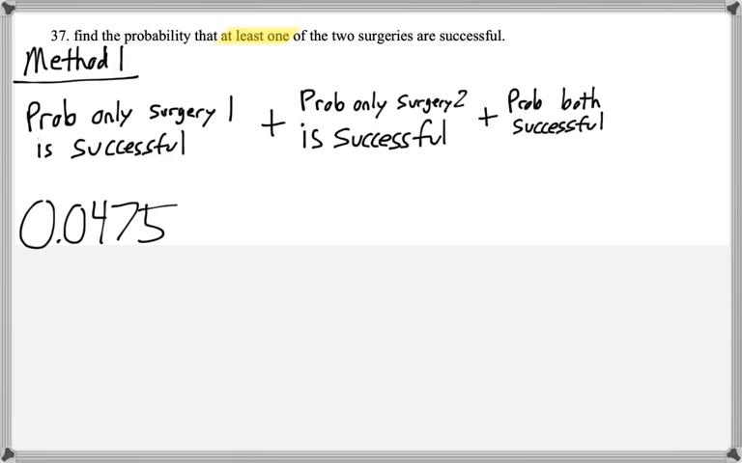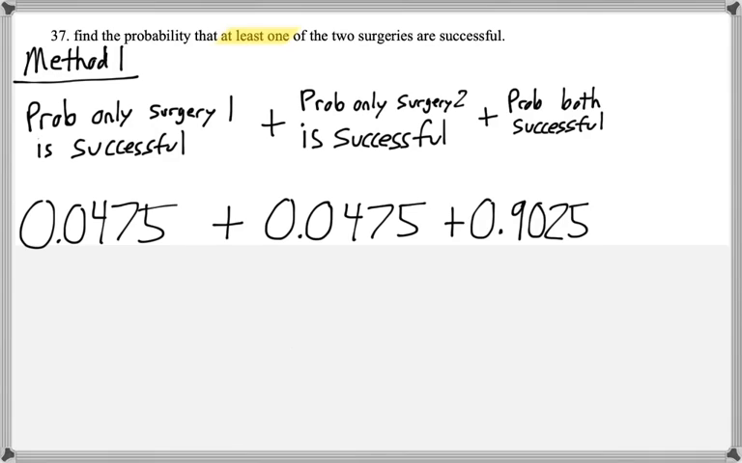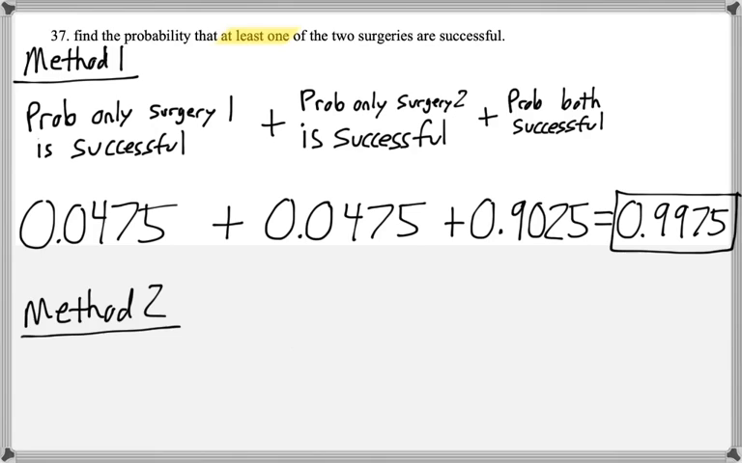So this is 0.0475 plus 0.0475 plus 0.9025, and that is equal to 0.9975. The second method is to look at the complement.